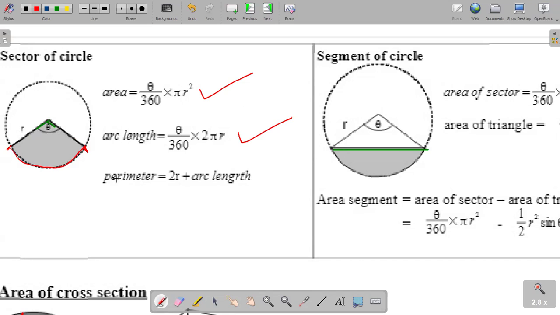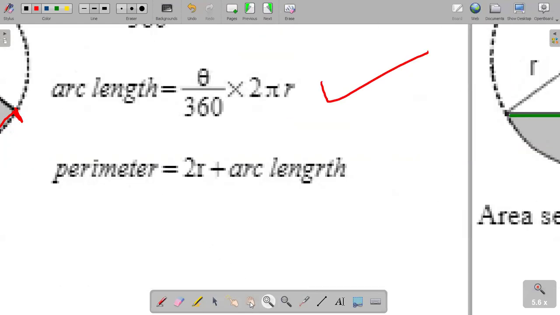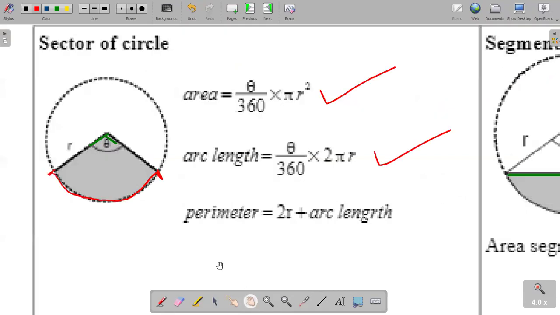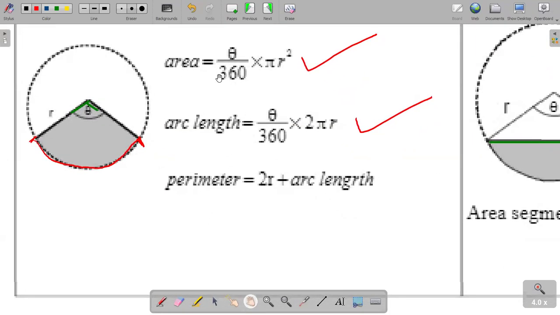Now, this is the tricky part. Let me explain. I want to take some time to make sure I highlight this. You see this part here? This is the part that has come up in exams that students don't do. It's easy to find the area of the sector. It's easy to find the length of the arc. But guess what's hard? The perimeter.